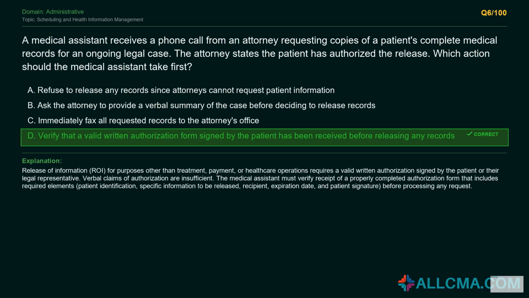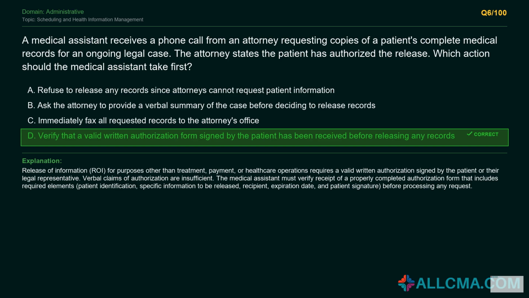The correct answer is D. Release of information, ROI, for purposes other than treatment, payment, or healthcare operations requires a valid written authorization signed by the patient or their legal representative. Verbal claims of authorization are insufficient.